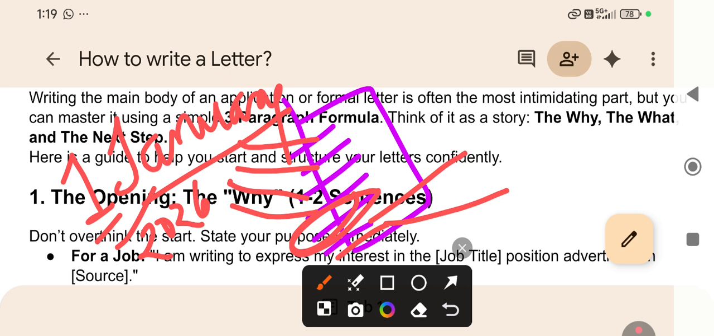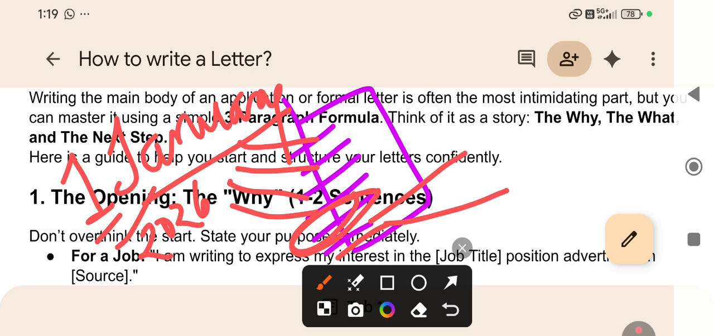Then inside address, to whom we are addressing. For example, suppose you are writing a letter to the principal, so you can write the principal. Nowadays "to" is not recommended. No need to write to the principal, just the principal. And then suppose principal of DAVV University, Khandwa Road, Indore. That is enough for inside address.